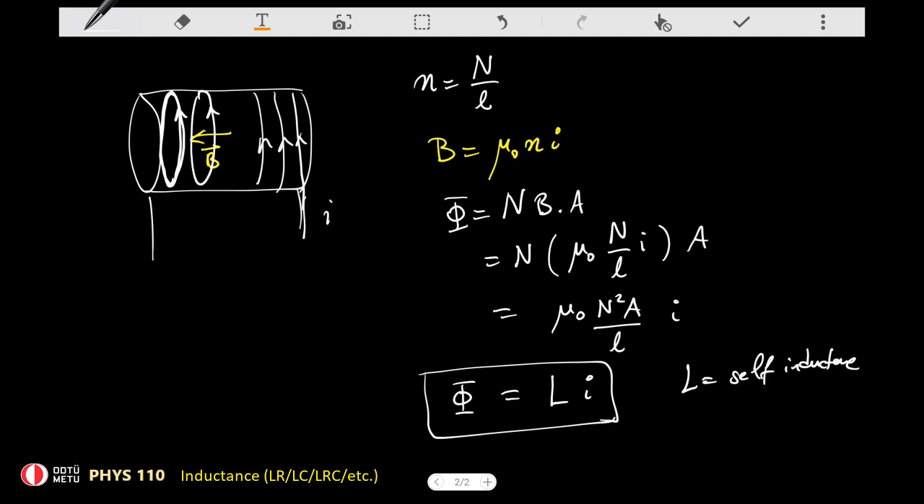So as a result, for this situation, therefore, the self-inductance is equal to mu0 times the number of turns squared multiplied with the area divided by the length.